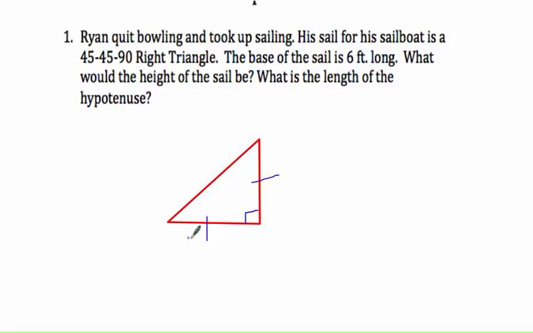So find the length, what is the length of the hypotenuse? So we need to find the rest of the pieces. So if this is 6, you're going to use your special formula triangle to find the rest of these, knowing that this is a 45, 45, 90 triangle. Okay?